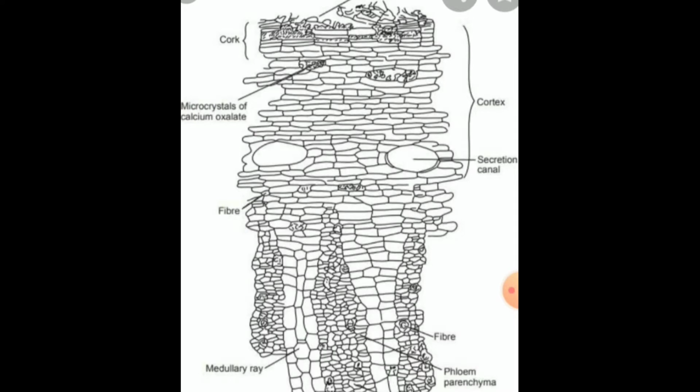In some of the parenchyma cells in the cortex, there are calcium oxalate crystals, and some cells look like a big hole, but they are the secretory cells. They secrete many enzymes. Below the cortex, some cells are also there where we can see some strong fibers.